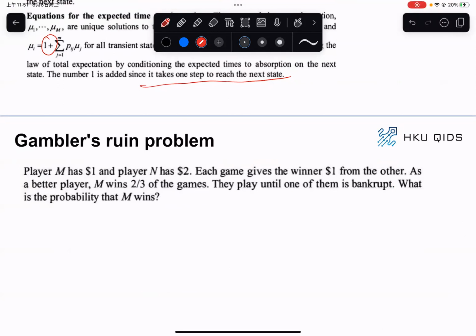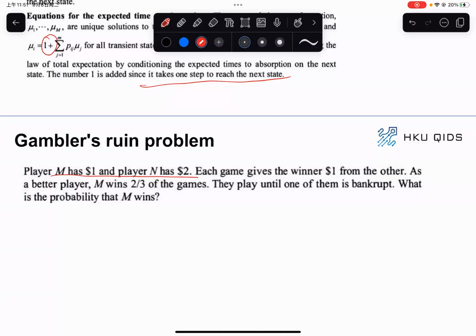So player M has $1 and player N has $2. Each game gives the winner one dollar from the other. And as a better player, M wins 2/3 of the games, and they play until one of them is bankrupt. What is the probability that M wins?